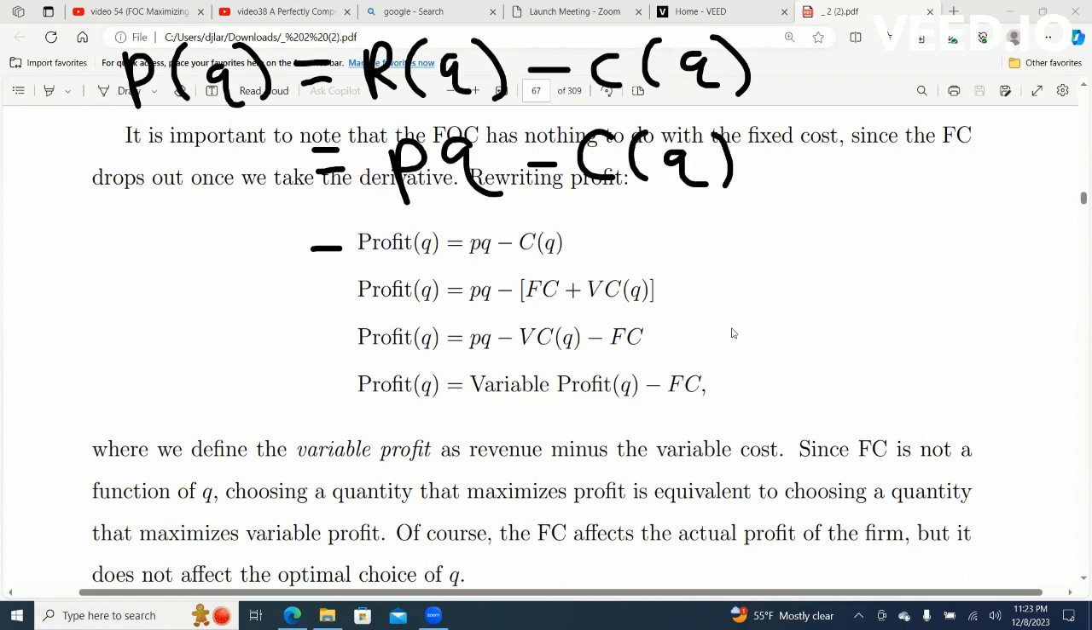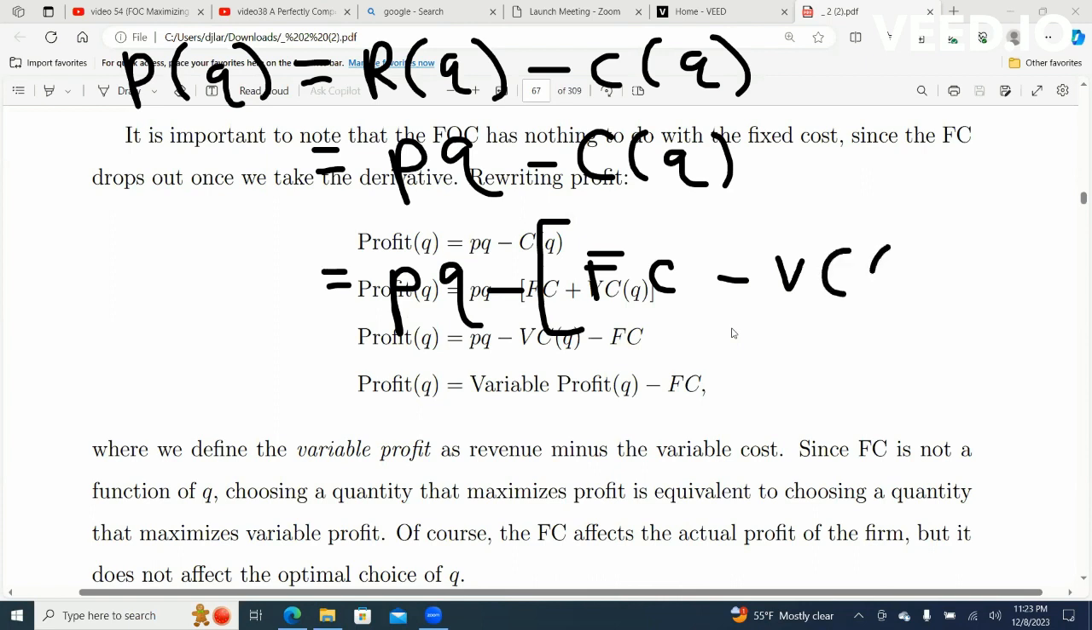Then I'm going to start to write on top of this. So we write our own. But what is the cost? We're saying that the cost is the fixed cost minus the variable cost. So we just put that in there. Revenue minus the total cost is the fixed cost minus the variable cost. And the variable cost is also a function of Q. So no big deal.